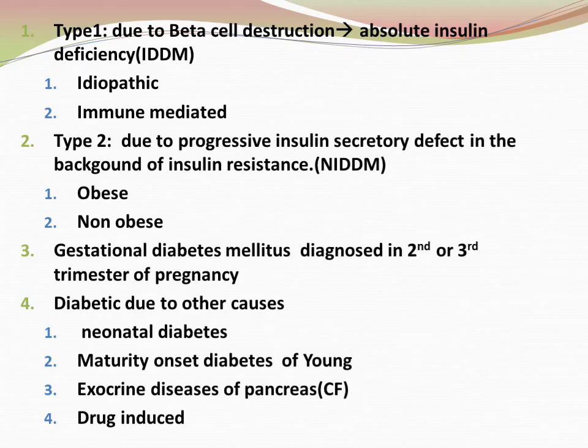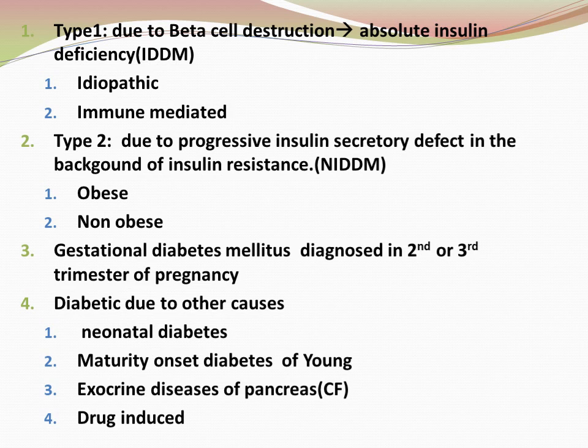Now let's talk about classification. We classify it basically into type 1, type 2, GDM or gestational diabetes mellitus, and diabetes due to other causes. Type 1 diabetes is mainly due to beta cell destruction or absolute insulin deficiency. Earlier it was called IDDM, insulin dependent diabetes mellitus, but we no longer call it by that name. It could be idiopathic or immune mediated.